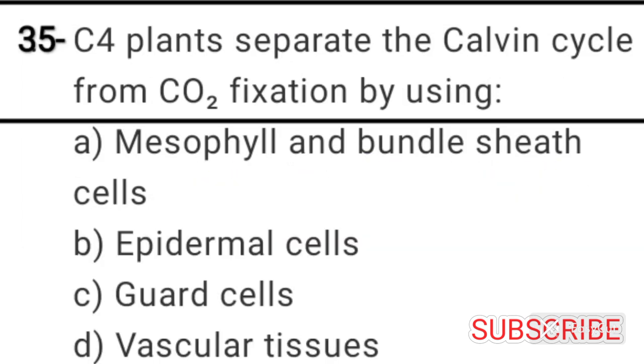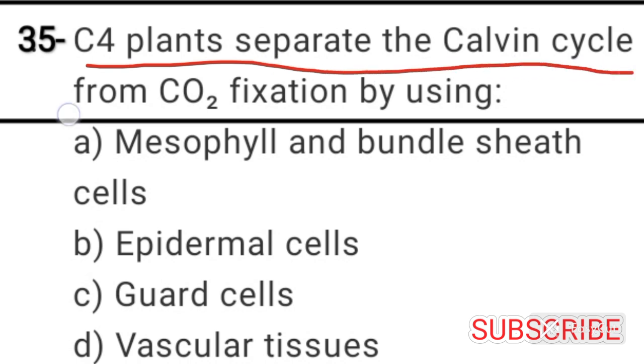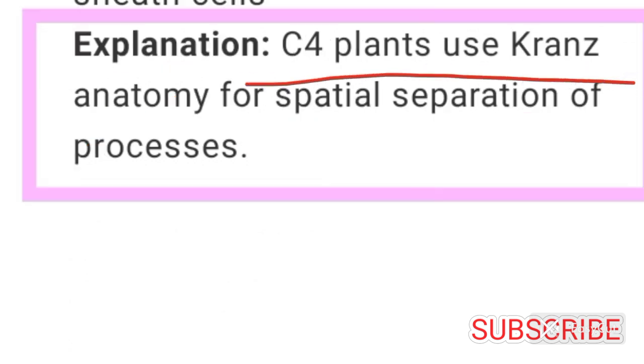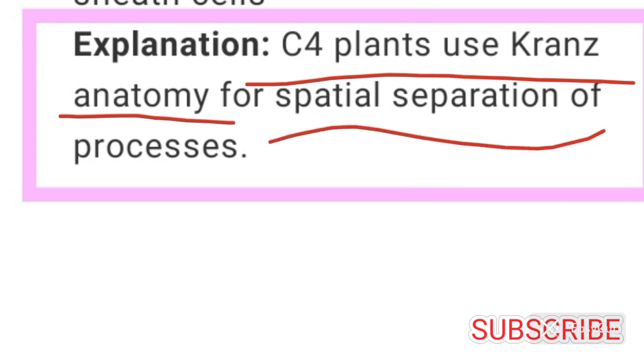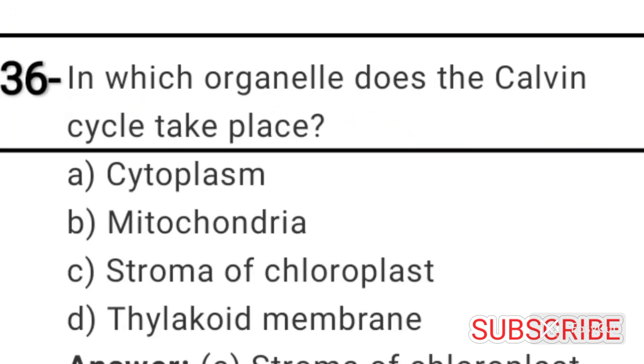Question number 35. C4 plants separate the Calvin cycle from CO2 fixation by using mesophyll and bundle sheath cells. So option A is correct for question number 35. C4 plants use Kranz anatomy for spatial separation of processes.